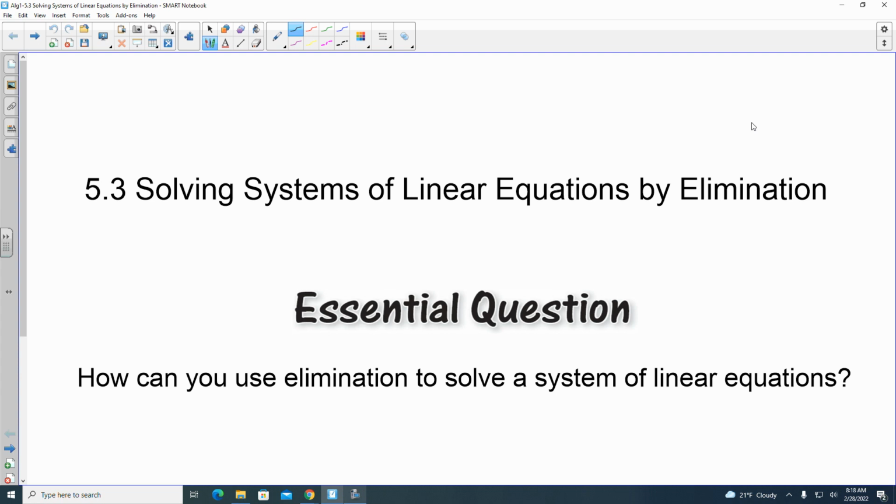In this lesson, we're going to be looking at section 5.3, where we're going to be solving systems of linear equations by elimination. This is the second way that we can solve a system algebraically. In 5.2, we looked at solving systems by substitution. That is the first way you could solve it algebraically. So now the second way is through elimination.